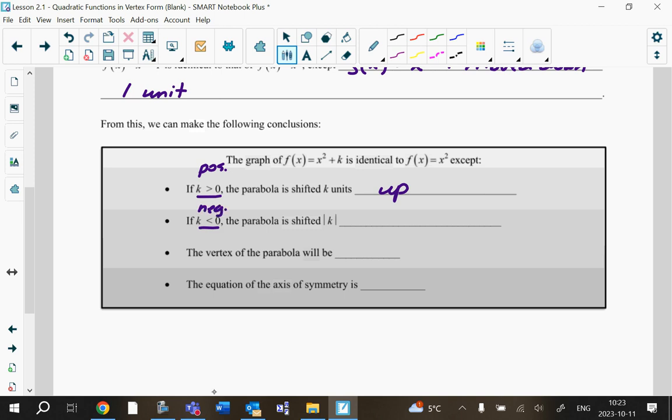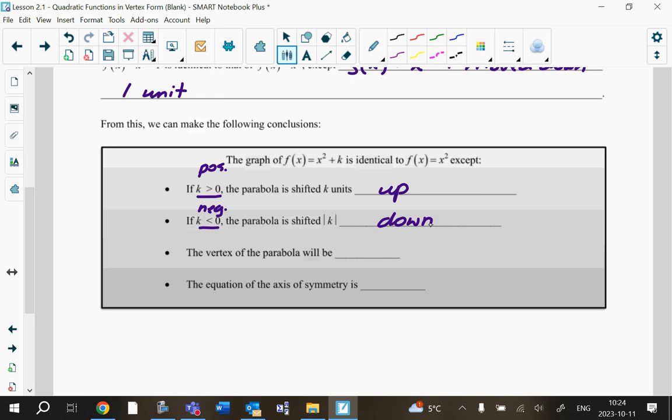Now, you may see some weird looking notation around the k here. Anybody know what that represents? I don't know if you took it in science or not. It's called absolute value. Absolute value is really easy. To find the absolute value of any number, it's its distance from 0. What's the absolute value of 5? What's the absolute value of -5? 5. What's the absolute value of 10? What's the absolute value of -10? 10. Do you notice it's just the same number, but it's always positive?